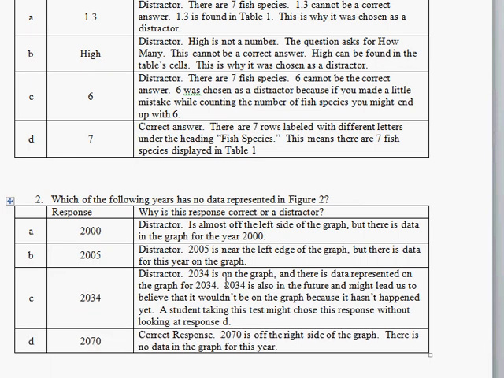Okay, so that is an explanation of how to get the correct response and why each of the incorrect responses are distractors for IOD 202, Parallel Assessment 1, Question 2.